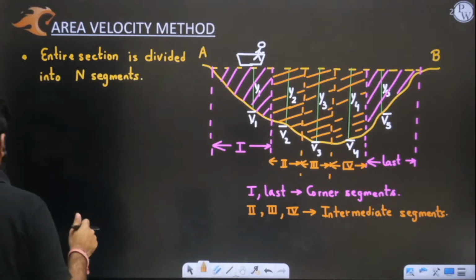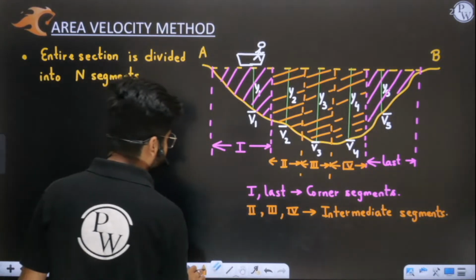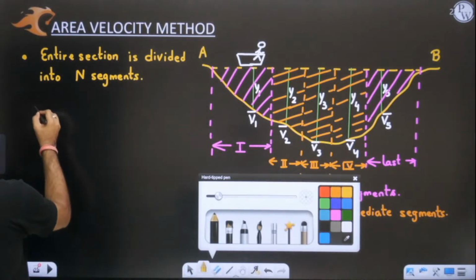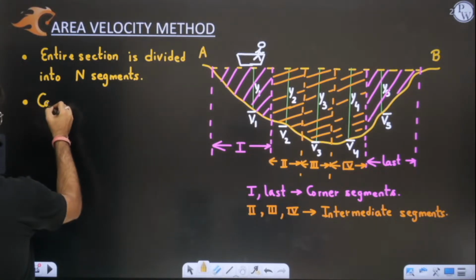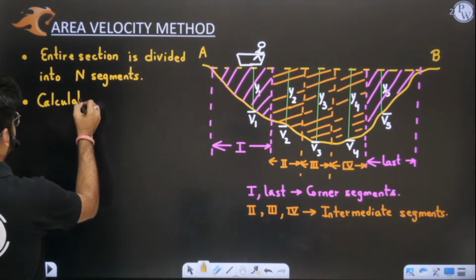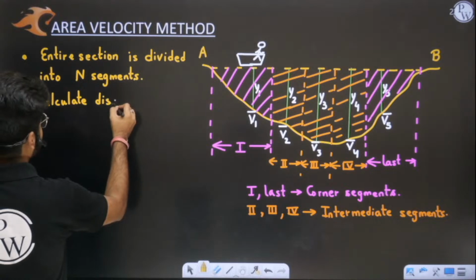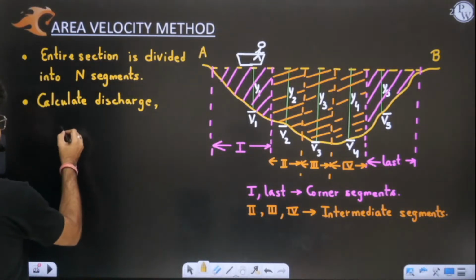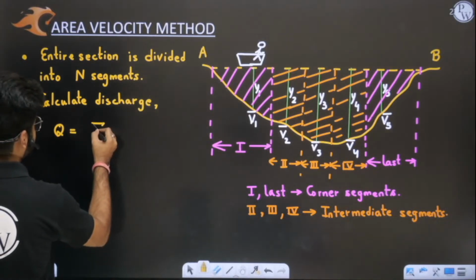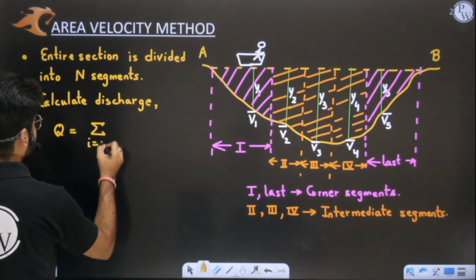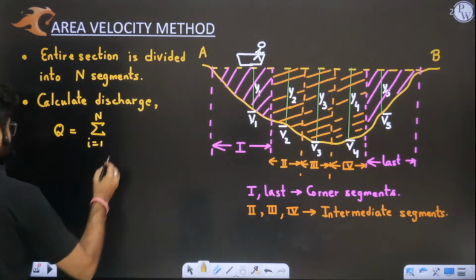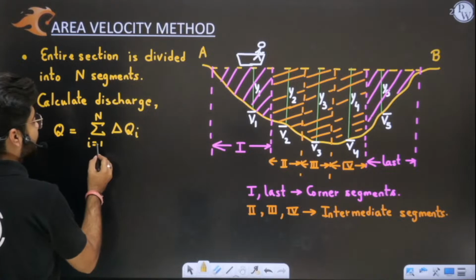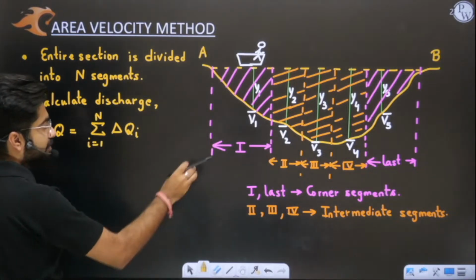You are saying we have to find the discharge. We calculate discharge using the formula Q equals summation from i equals 1 to n of delta Qi. What is the meaning of delta Qi? Delta Qi, where i varies from 1 to n. Here we have 5 segments.